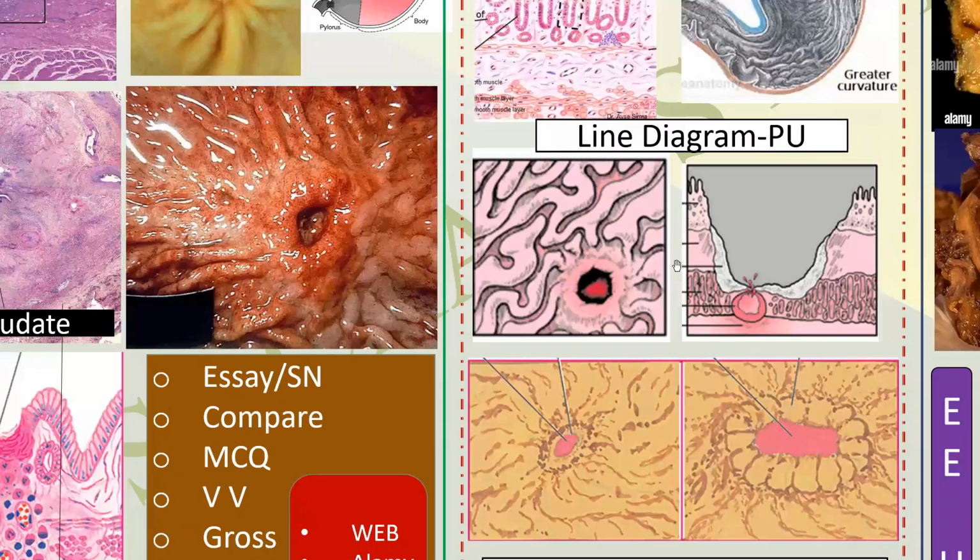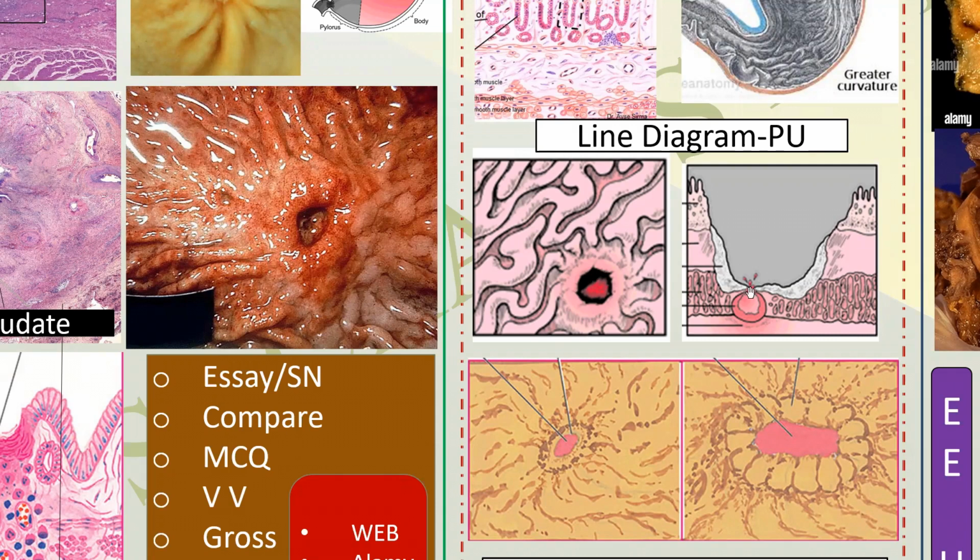Again, a diagrammatic picture of the same. This is an endoscopic picture showing a well punched out ulcer. There is a well circumscribed ulcer, hardly about 2 centimeters or less in diameter. The floor is supposed to be clear. And this is the diagram of the ulcer.